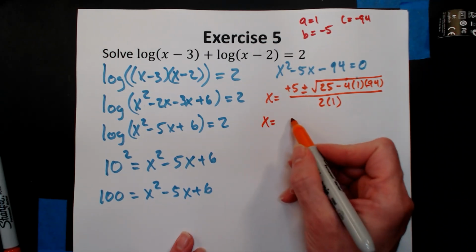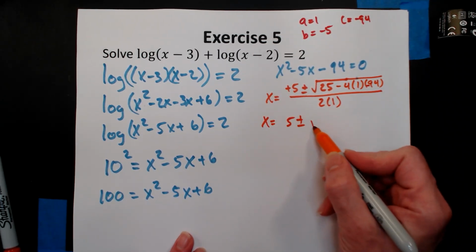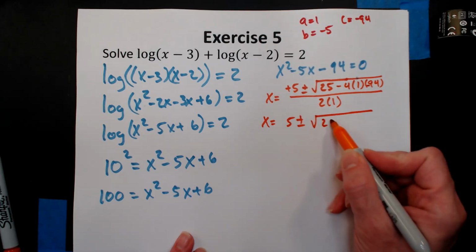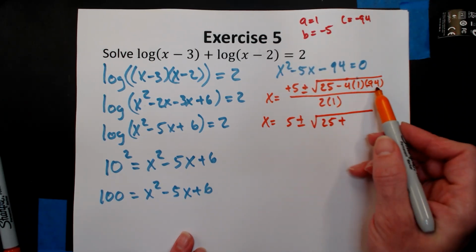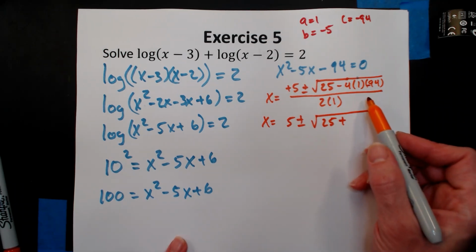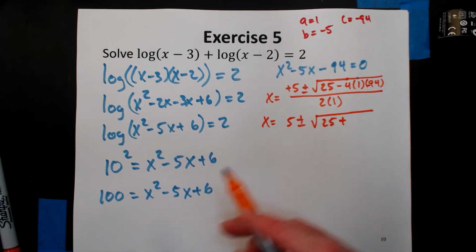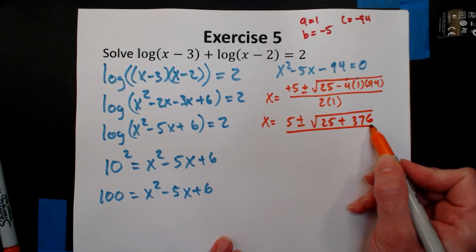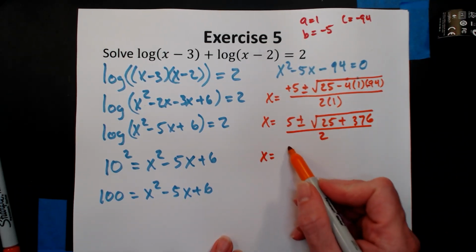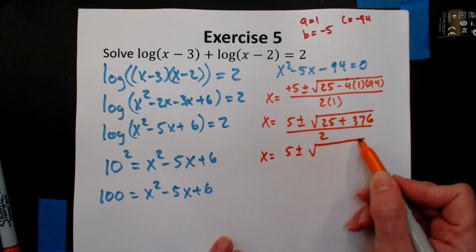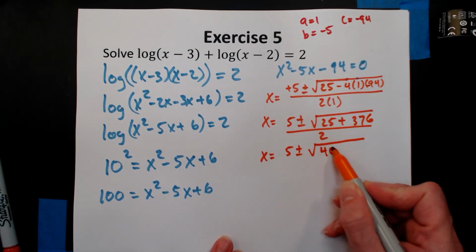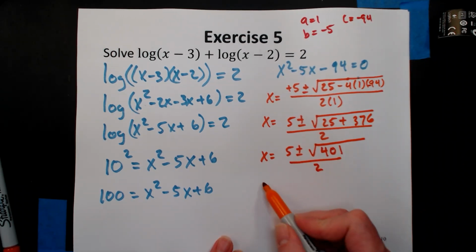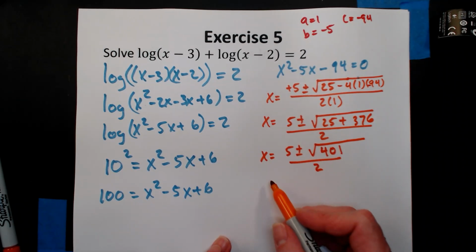So x is going to equal 5 plus or minus the square root of 25 plus 4 times 94, so let me just do this off to the side, it's 376, all over 2, so x is going to equal 5 plus or minus the square root of, this is actually going to be 401, all over 2. Apologize for the noises again.